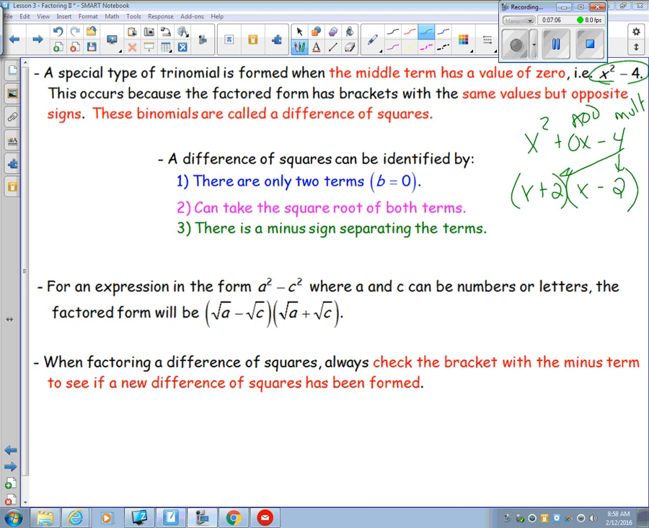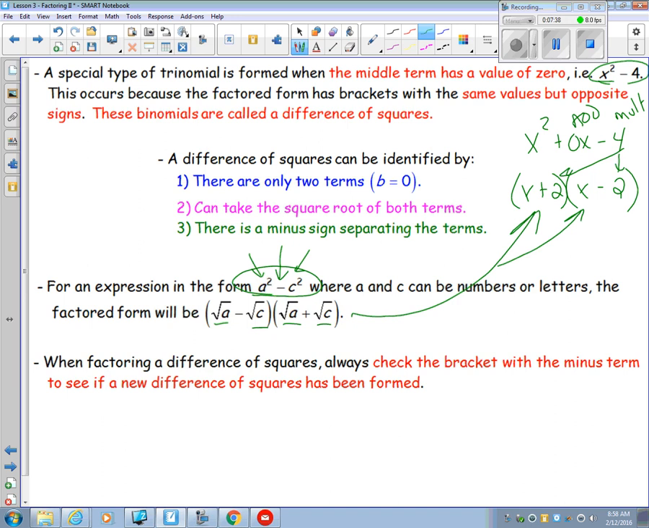Okay, one sec. Okay. So the big point here is if I ever get something that has 2 terms, a minus sign in the middle, and I can square root these 2 things, we call that a difference of squares. And the answer turns out to be the square root of the first thing at the front and the square root of the last thing at the end. Just like this one over here, the square root of x squared was x and x, and the square root of 4 was 2 and 2. Just be careful, you have opposite signs between them.